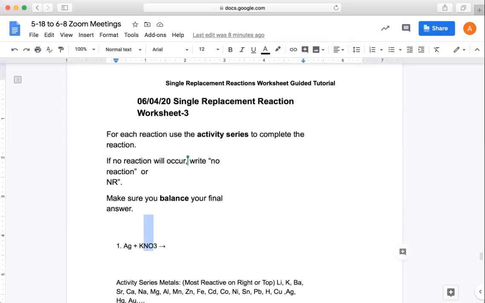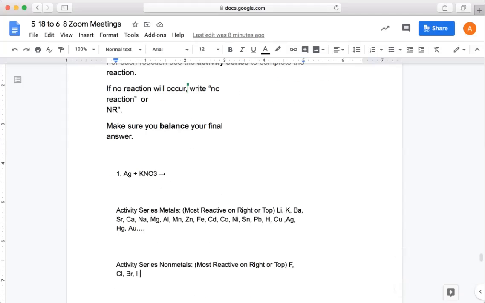In order to correctly solve these problems, you have to be very comfortable with the activity series for metals and the activity series for nonmetals, which is right here.